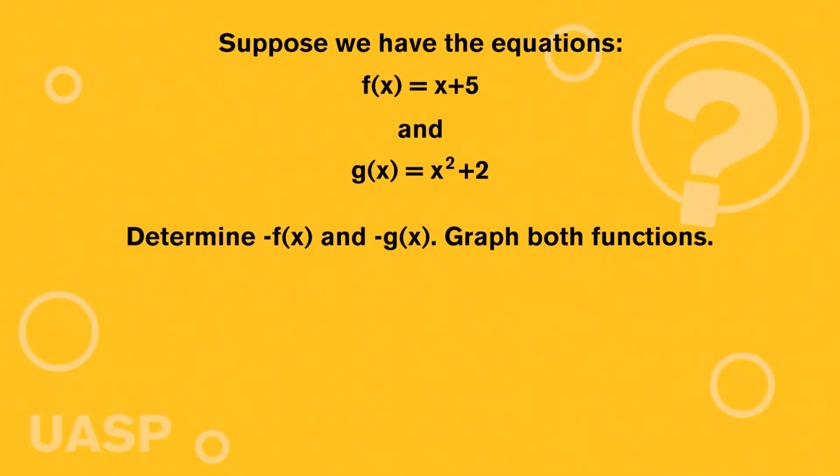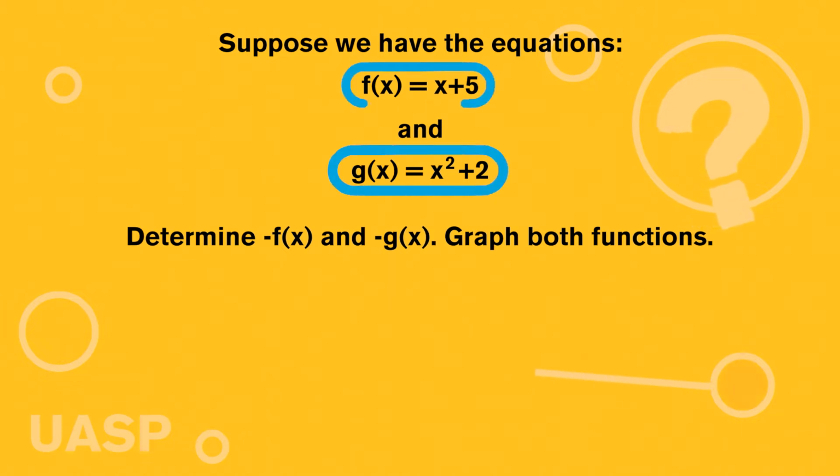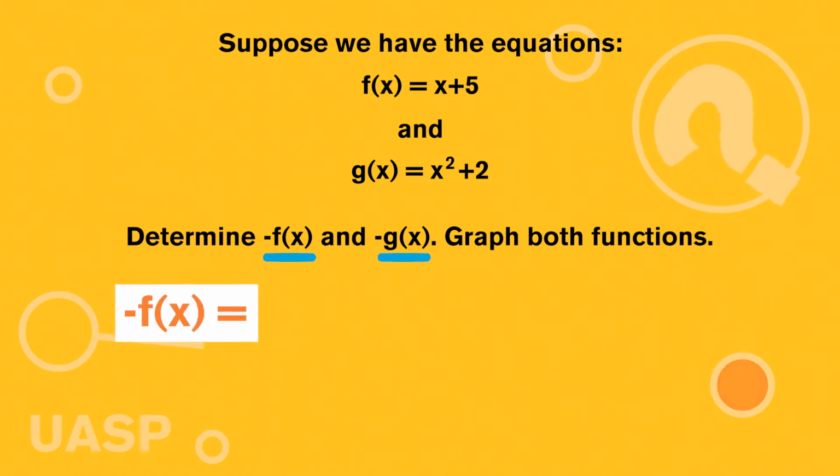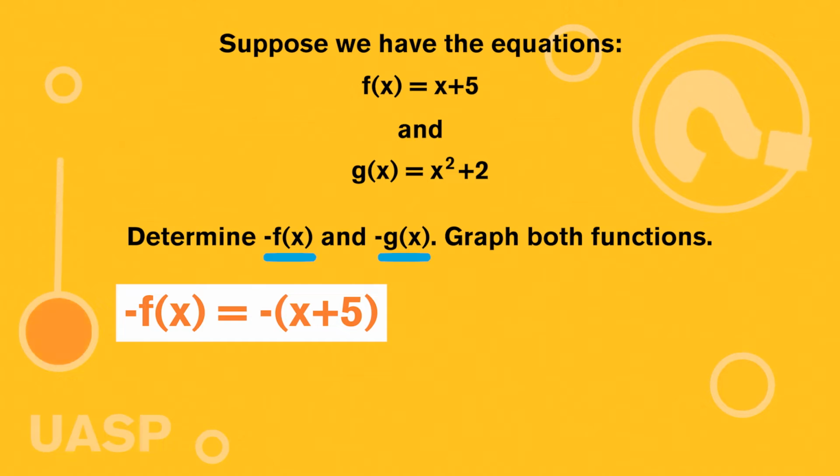Given the question that we have on the screen, we're given two equations, f of x and g of x. Now what they want us to do is first off determine the negative f of x and also the negative g of x. So we have negative f of x equals, and then really what we're going to do is just write a negative sign here, and then in parentheses just write the original equation. So we have x plus 5.